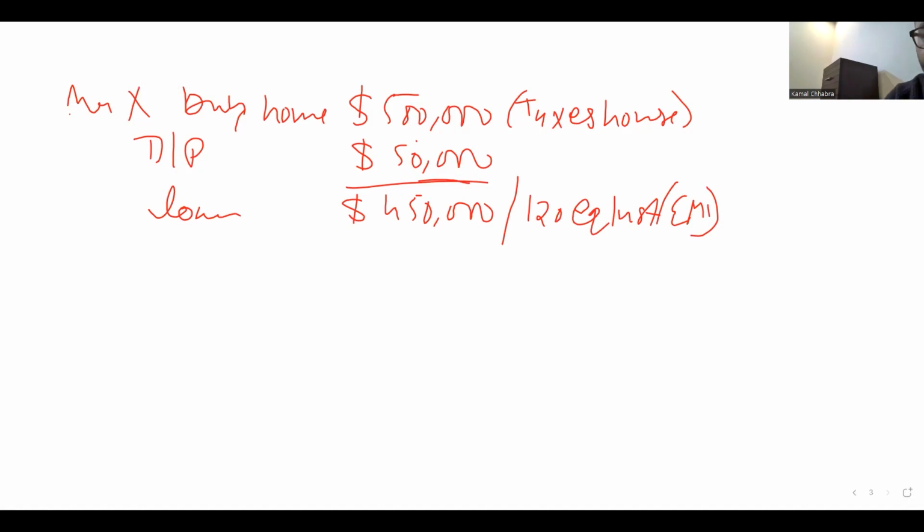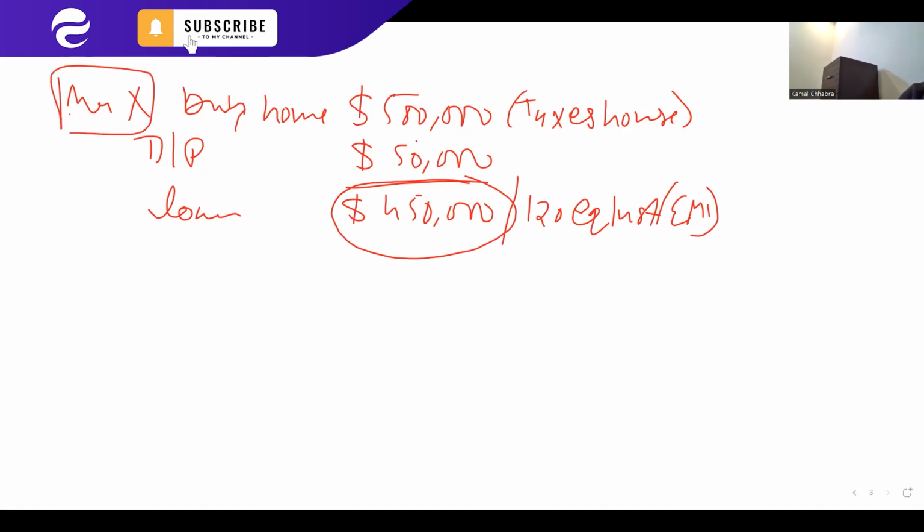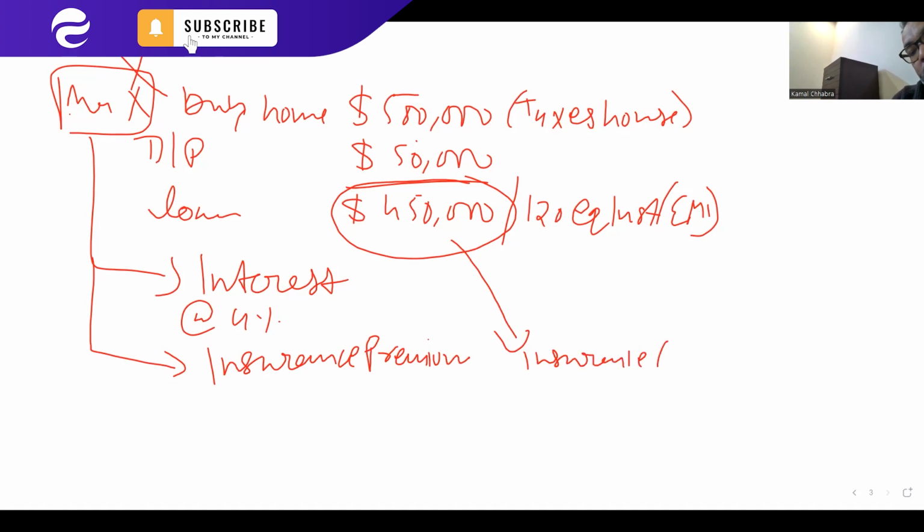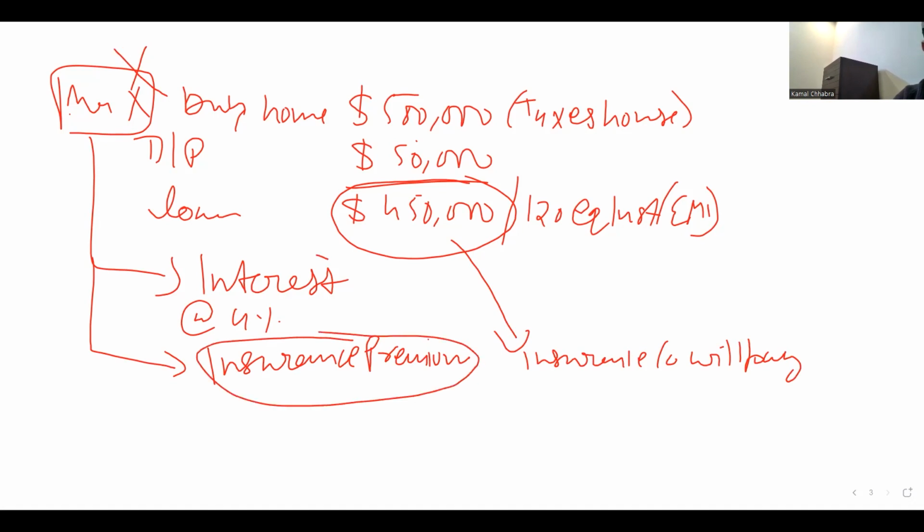So the bank will say, if you go bankrupt, then who will pay me, right? So for this, Mr. X first needs to pay interest. Let's say they have taken it at the rate of 4%, right? The second thing the bank will take is an insurance premium. The premium is so that if you go bankrupt, then I can claim this money from the insurance company, which will pay. So this amount is also allowed along with the interest. So both of these expenses are allowed as an itemized deduction. Make sense?